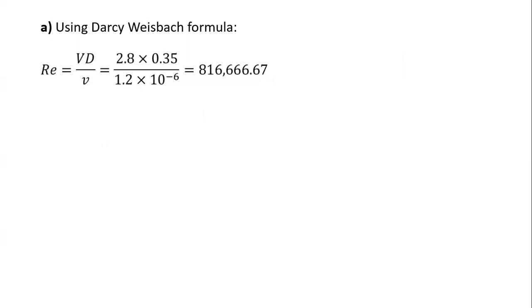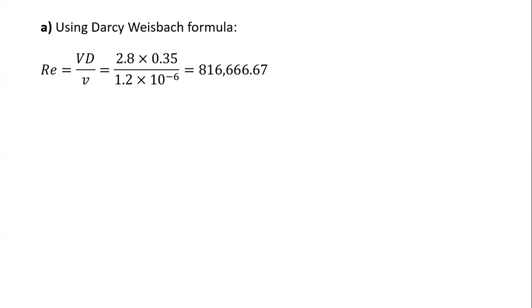Darcy's formula, the Darcy-Weisbach formula. First, here's our Reynolds number. Here we're saying that the Reynolds number is what we need to calculate first. We have VD over nu: the velocity was 2.8, the diameter of the pipe was 0.35, and the kinematic viscosity was 1.2 times 10 to the power negative 6. All this, our answer is 816,666.67. So that's our Reynolds number.